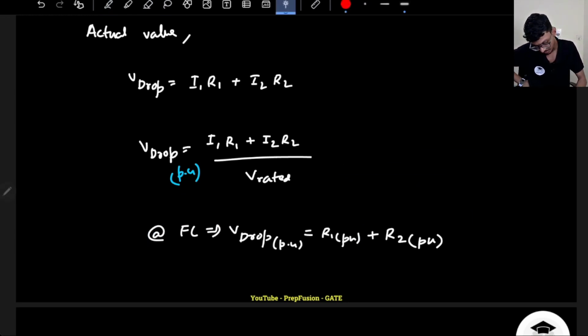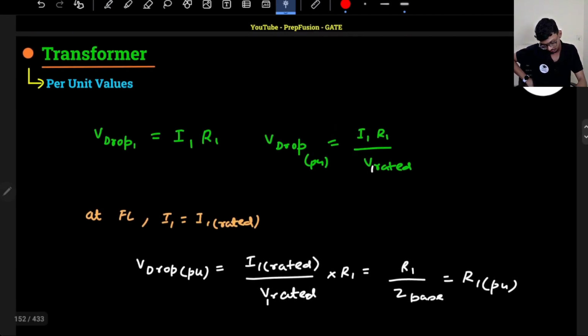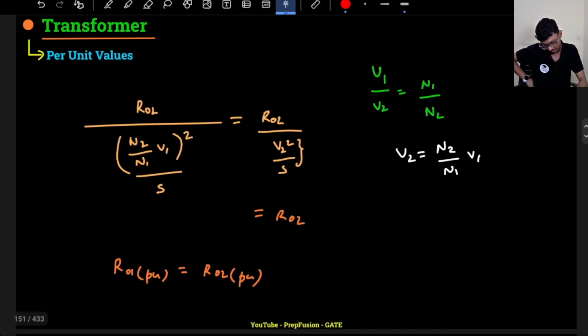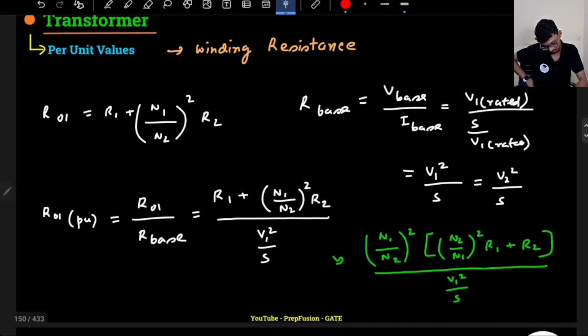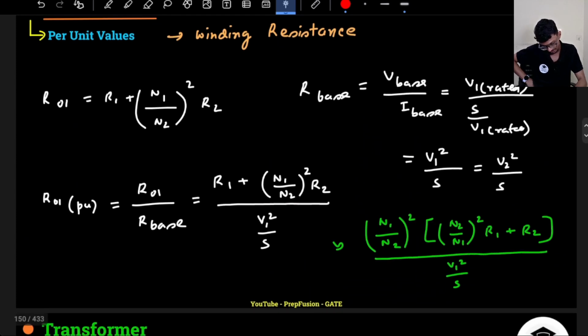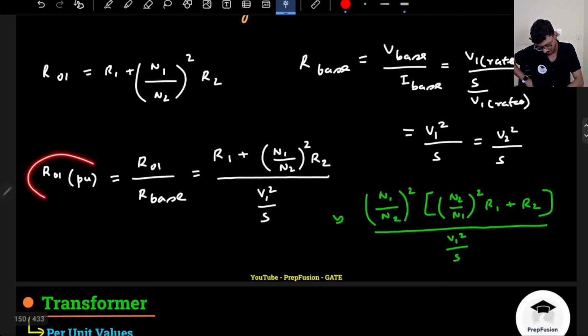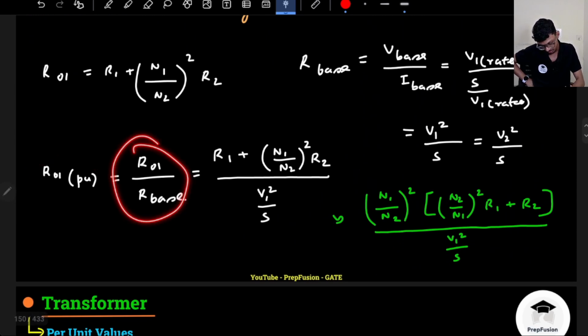Now what is R1 PU plus R2 PU? If you remember that we derived here one thing, that actually R1 PU is actually R1 plus R2 PU only. Have I derived it? I have not derived it. Okay, I have to derive it. So basically, this is my R1 PU.